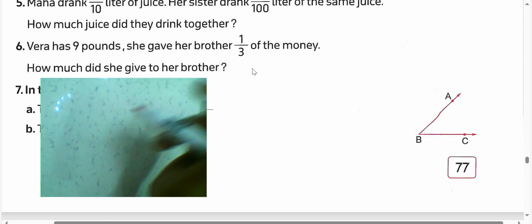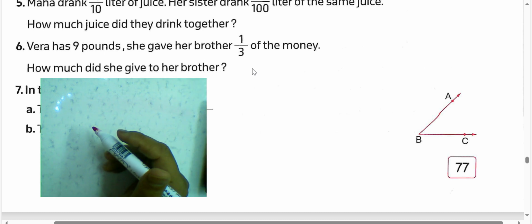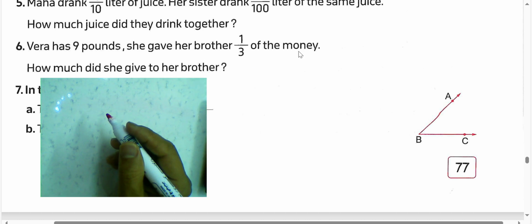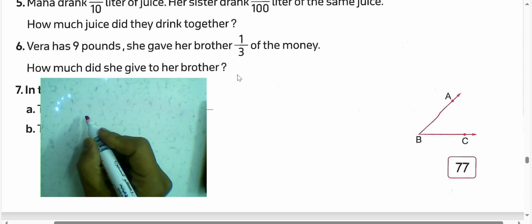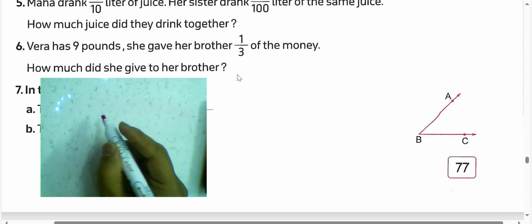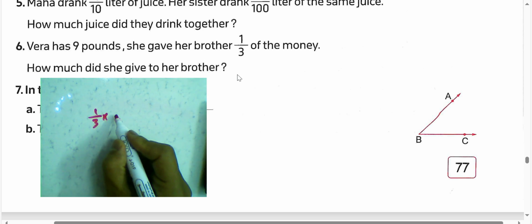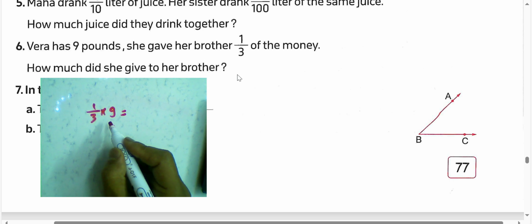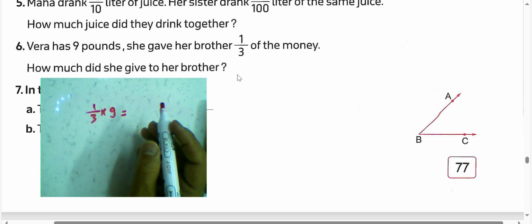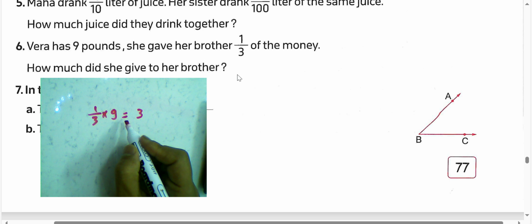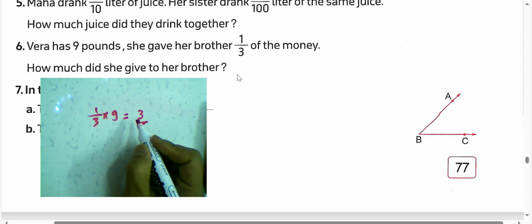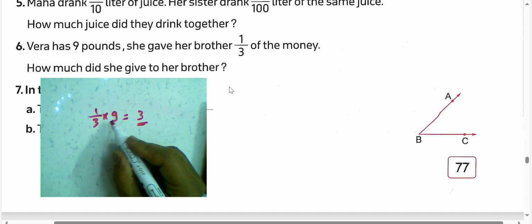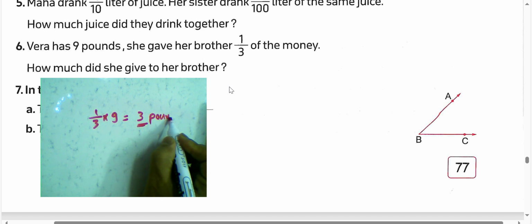Next question. Vera has 9 pounds. She gave her brother a third of the money. How much did she give her brother? Vera has 9 pounds and she gave her brother a third of the number 9. A third of 9 will be 3. Then she gave her brother 9 divided by 3 equals 3 pounds.